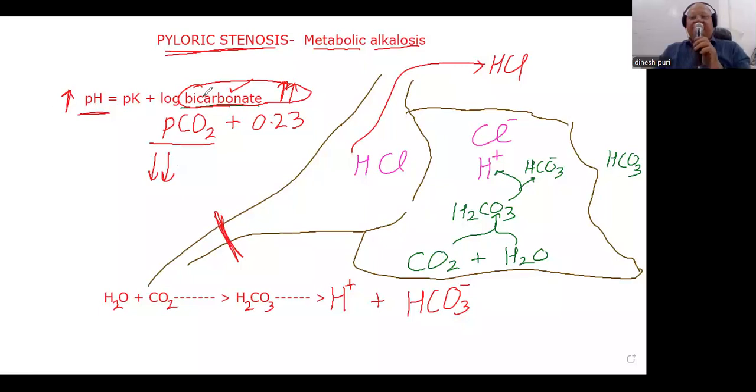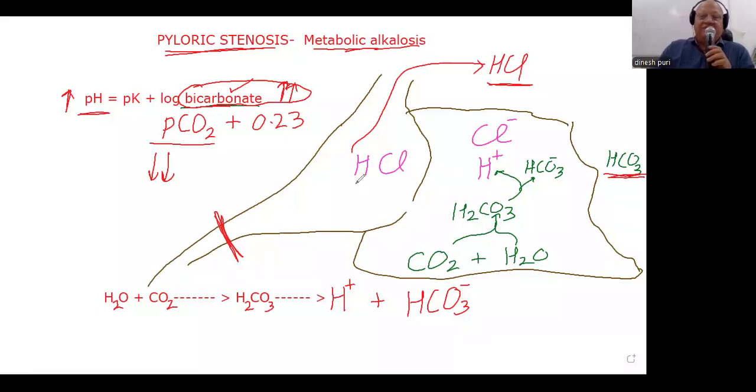Now, deceptively simple, because the students tend to say, since HCl is lost from the body, and HCl is a strong acid, therefore alkalosis develops. But that is wrong, because alkalosis, metabolic alkalosis, means increase in the bicarbonate concentration in the blood circulation. So how does that occur? That is the purpose of this class. How persistent vomiting leads to increase in the bicarbonate concentration in the bloodstream.